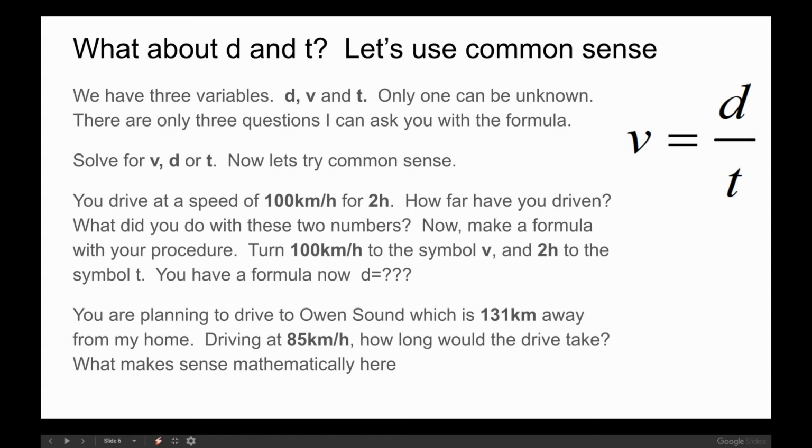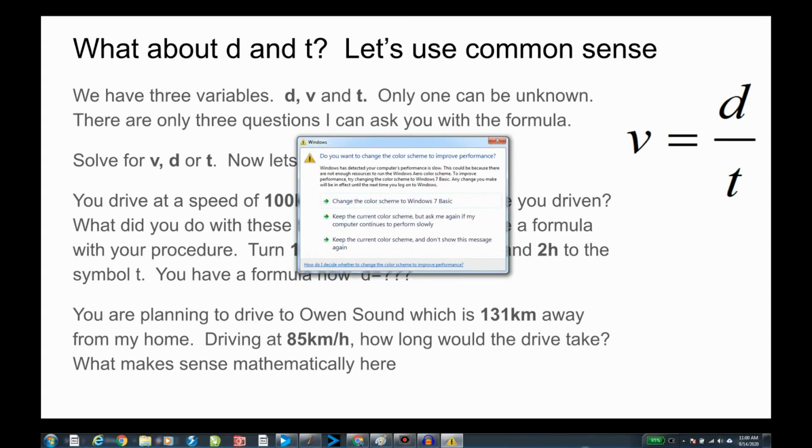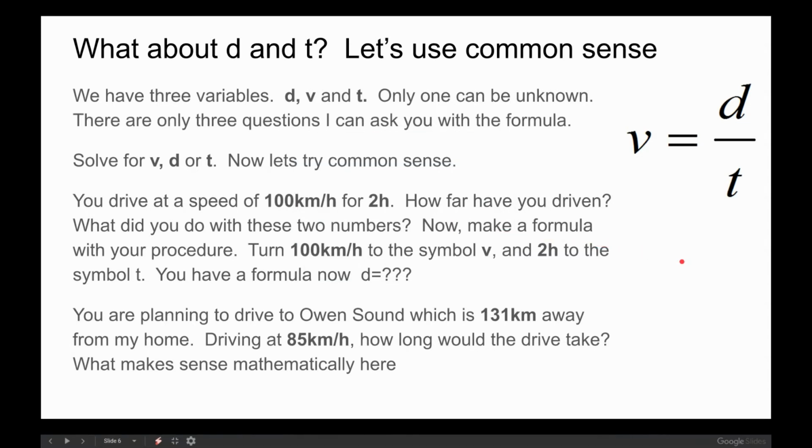You drive at a speed of 100 kilometers an hour for 2 hours. How far have you driven? 100 kilometers an hour for 2 hours. Everybody can instantly tell me that answer. Now, how to make a formula out of it. What did you just do with the idea of V and T? What did you carry out in your head? That's your formula. Write it down. Distance equals what you just did in your head. You've got the formula.